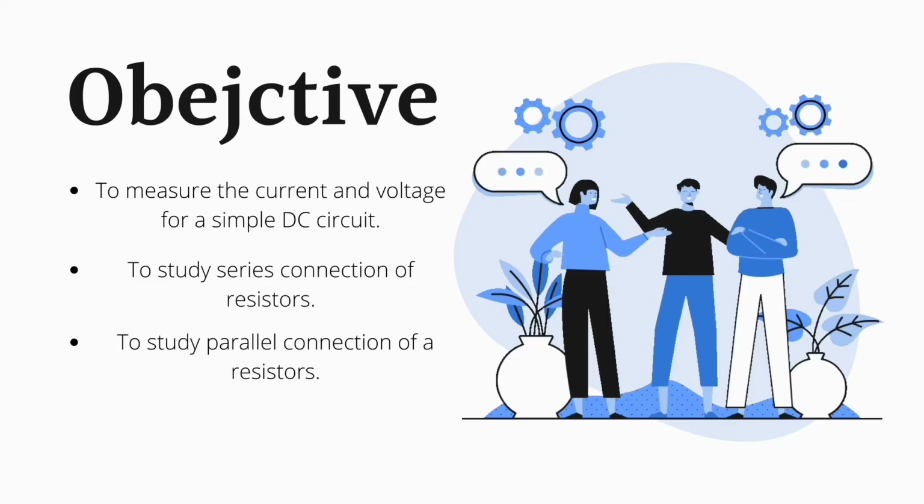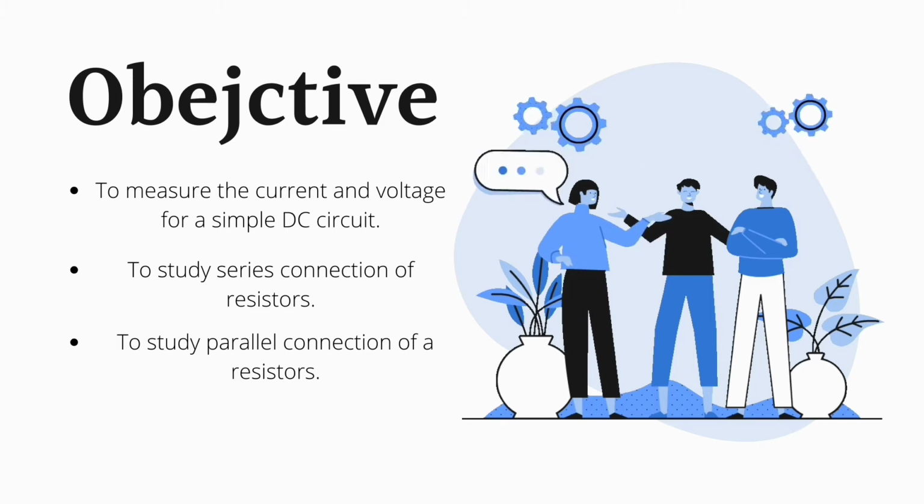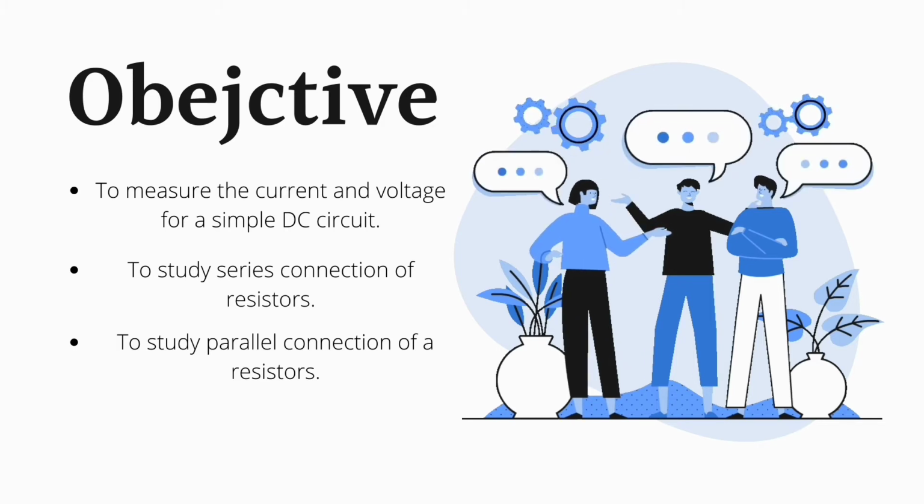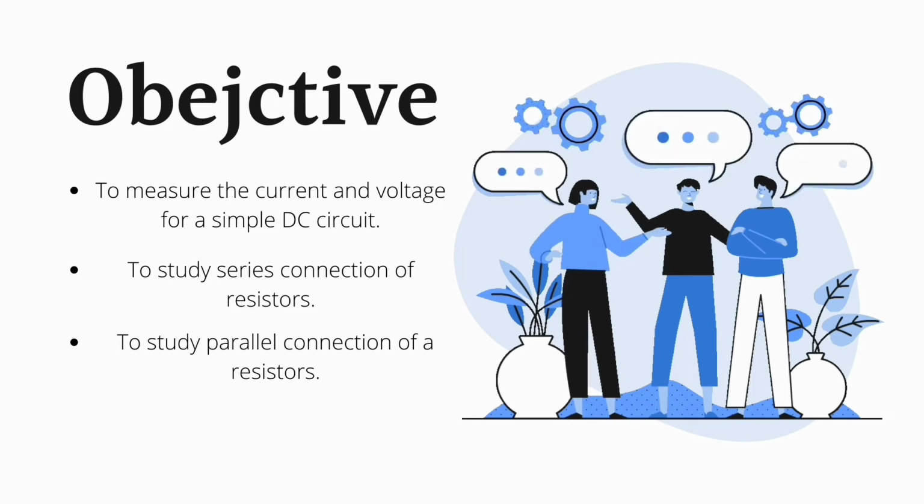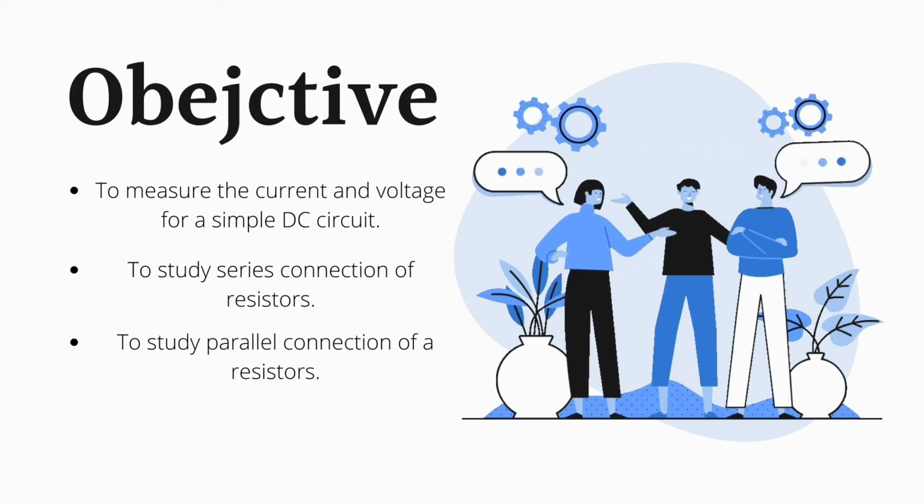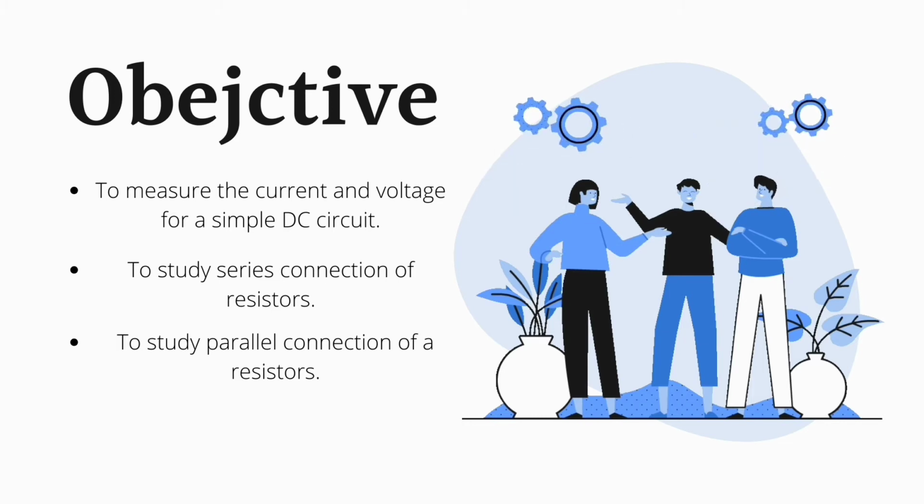There are 3 objectives in this experiment. Number 1, to measure the current and voltage for a simple DC circuit. Number 2, to study series connection of resistors. And the last one, to study parallel connection of resistors.